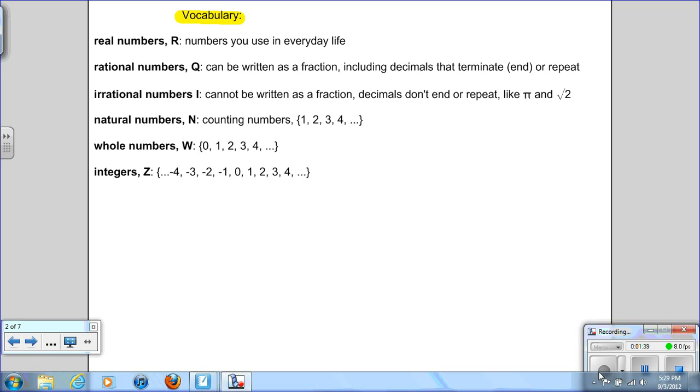After that, we have the natural numbers, capital N. These are the counting numbers. They start at 1 and go up from there. We do not include fractions or decimals in this group. The whole numbers, W, same group, but we also have 0, starting at 0 and all the positives. And the integers, we use a capital Z for this group. These are the numbers on the number line. Basically, it's the whole numbers and their opposites and their negatives. So again, no decimals or fractions in these groups. The integers contain the negatives as well.